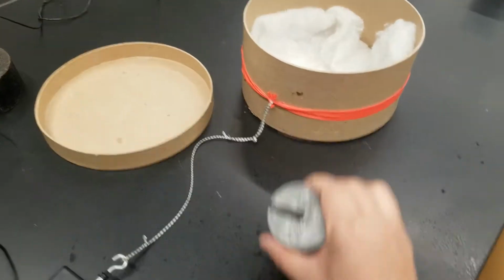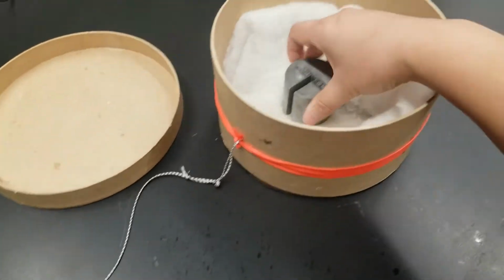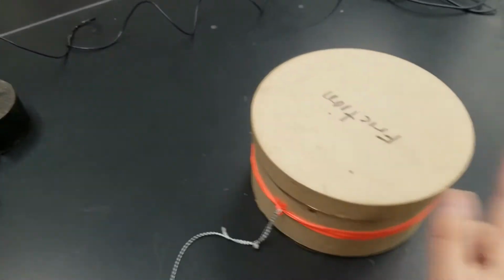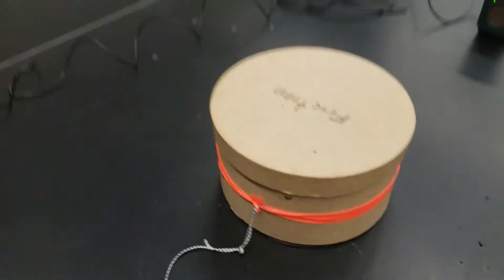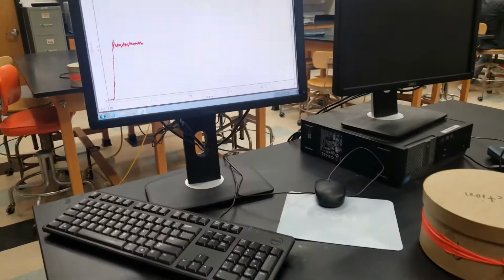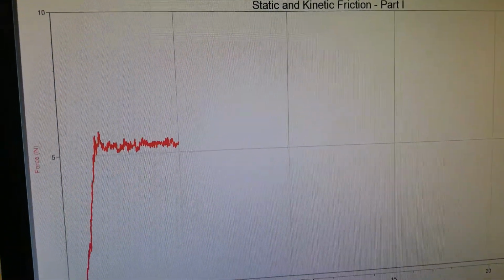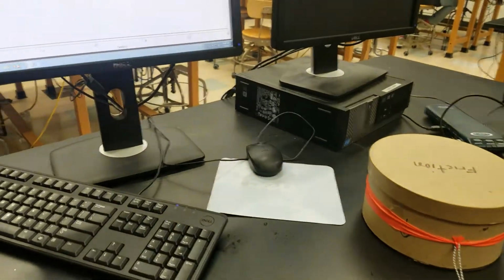Next, I'm going to add this 500 gram inside the box, so that the total mass of the box will be the box itself plus this 500 gram. Next, I'm going to start collecting data, and first I'm going to click collect, and then I will start this one.